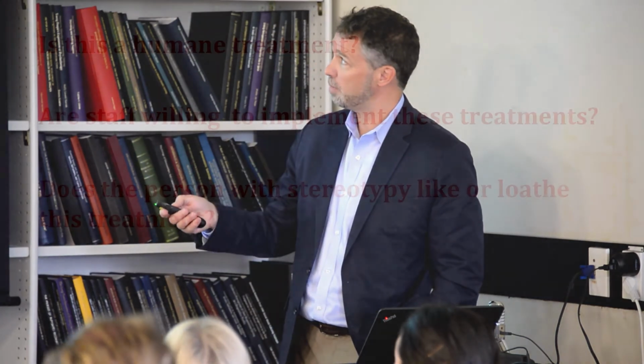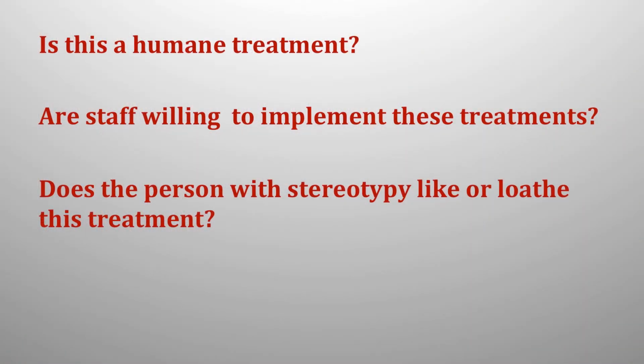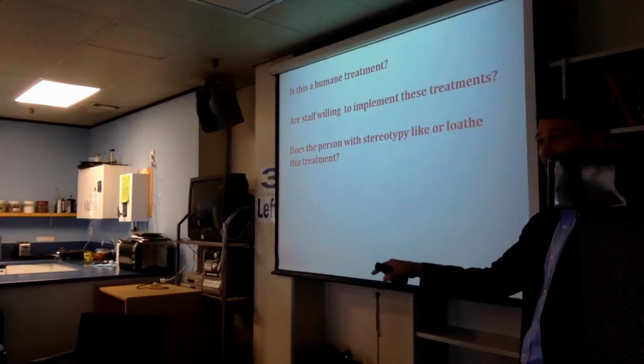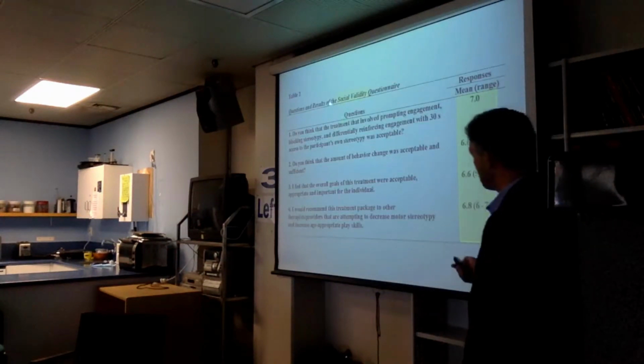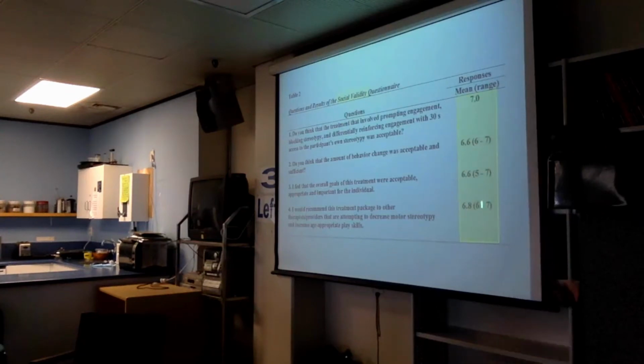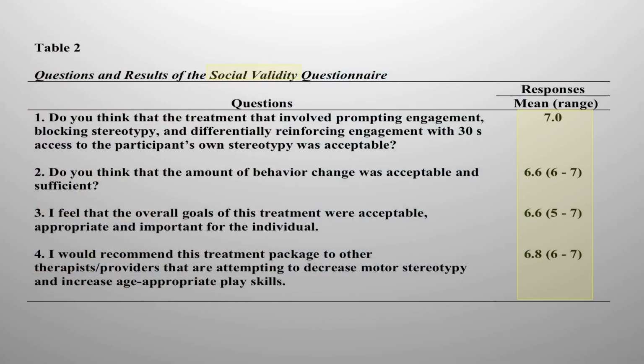So we ask questions like this to the staff. Is this a humane treatment? Are you willing to implement it? We also ask the learner themselves, what do you think about this treatment relative to other treatments? I'm going to show you those data now. So we ask these questions to staff and we get good outcomes. Staff is okay doing this, and in fact they've been doing it now for at least 2 years with these gentlemen. This is what we call social validation.